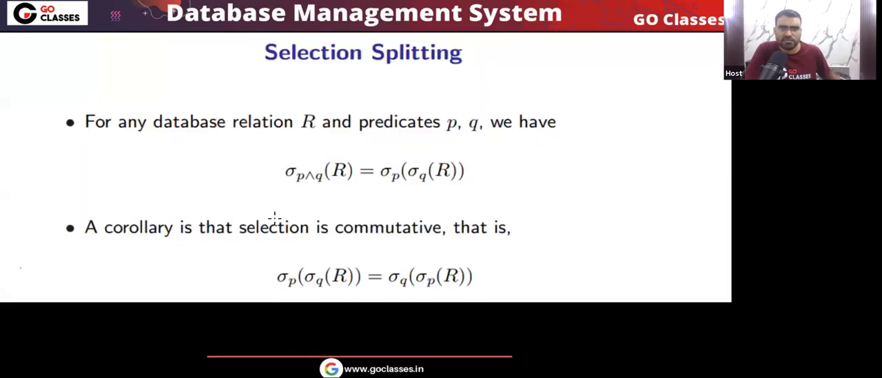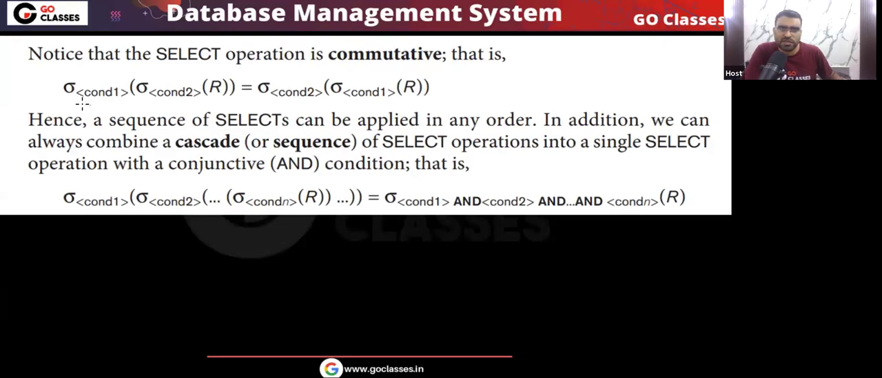Here you can easily see sigma p sigma q r is the same as sigma p and q r. So selection is actually commutative. Whether you have sigma p sigma q or sigma q sigma p, both are the same. We have also seen this: if you have many selections in a sequence, like condition 1, condition 2, condition n, then overall you can say condition 1 and condition 2 and condition n. These simple points we have already seen.